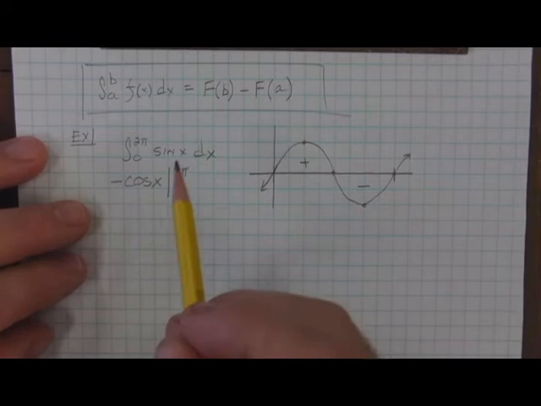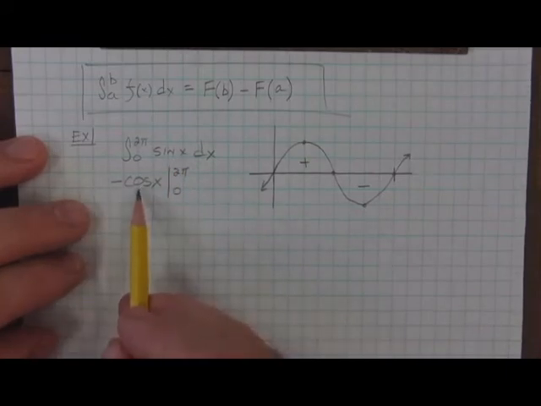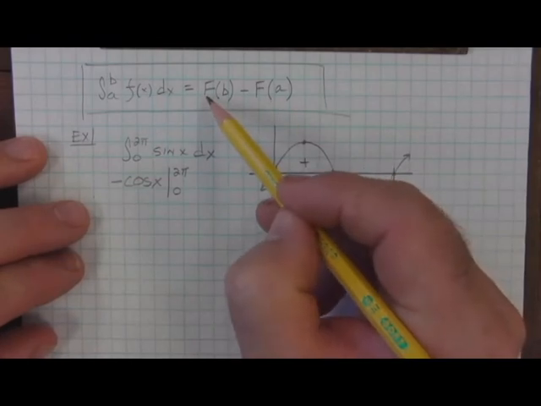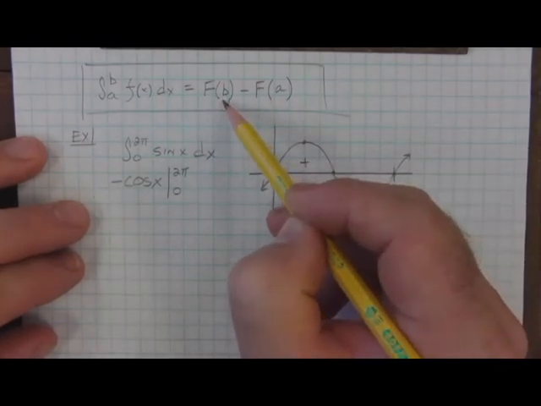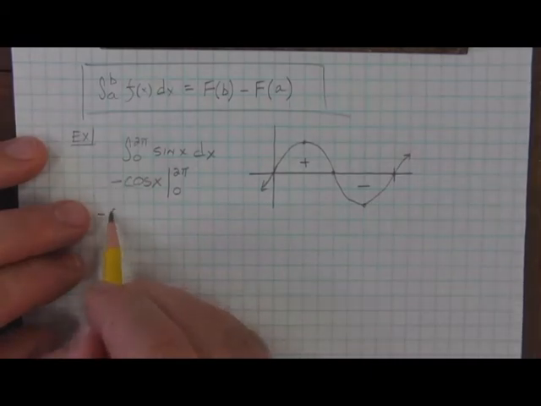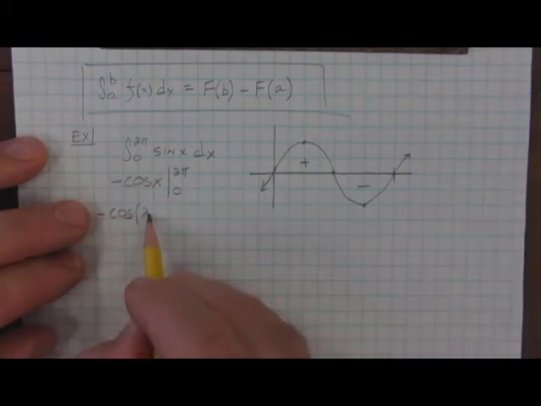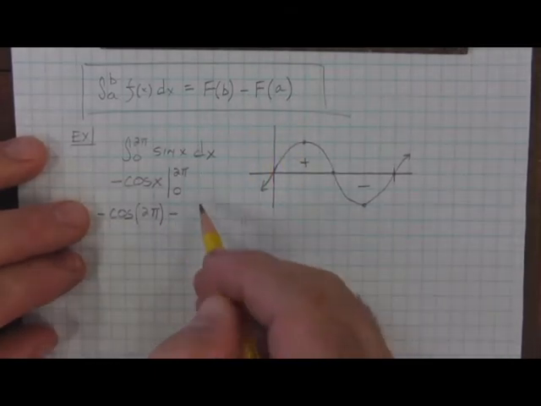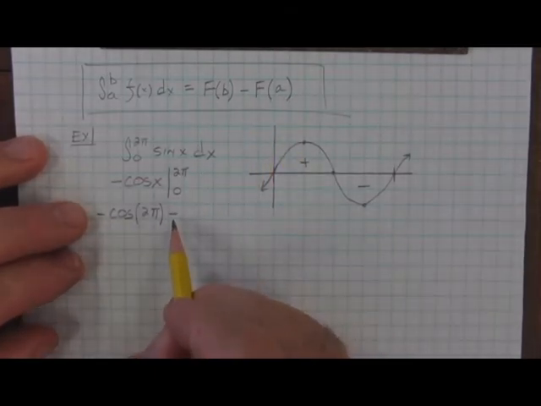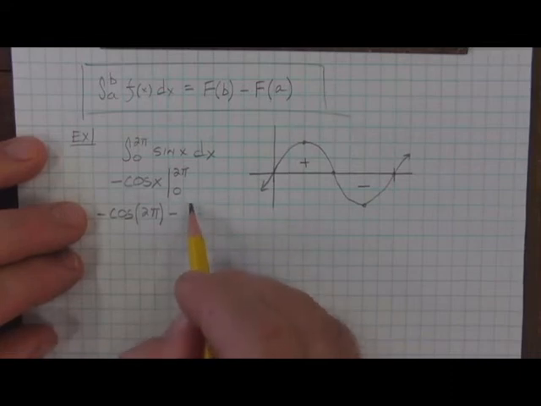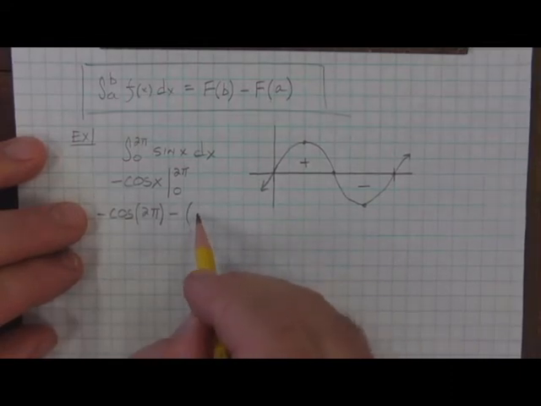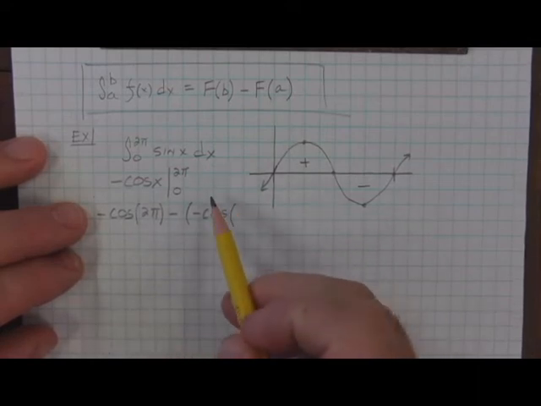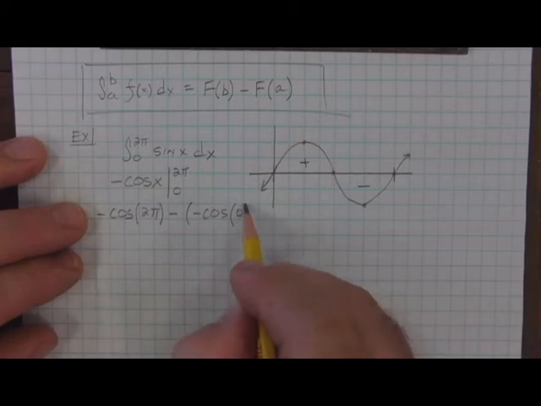Now I'm going to evaluate the antiderivative at the upper bound. Again, the fundamental theorem of calculus: we find the antiderivative and we put the upper bound into it. That will be negative cosine evaluated at 2 pi. And then we're going to subtract the same antiderivative. So be careful, we're going to subtract a negative, I'll use parentheses, minus the antiderivative of sine evaluated at the lower bound, 0.